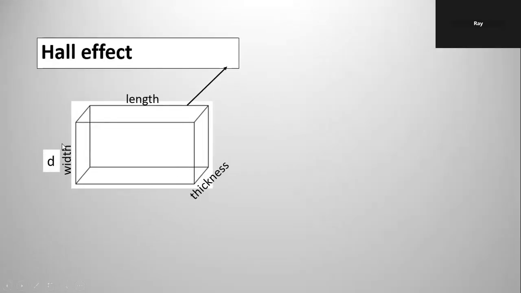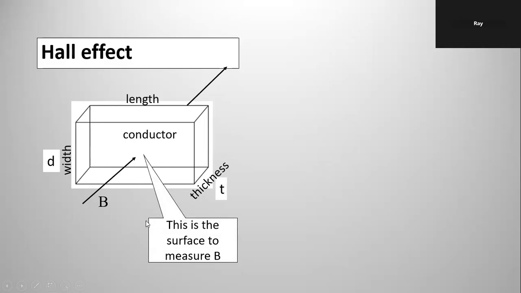There's your width, there's your length, there's your thickness, there's your conductor. It can be a conductor, it can be a semiconductor. There's your B. B is parallel to the thickness. Remember that? You're required to identify the thickness. B is in the same direction as the thickness. This is the surface for measuring B. And there's your current flowing in. And there's your Hall voltage.